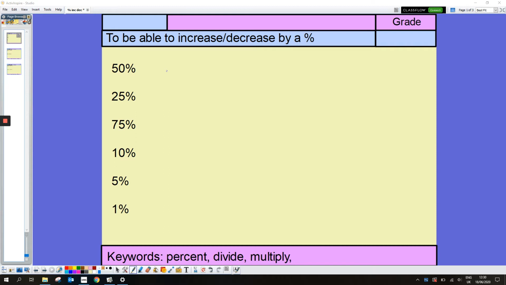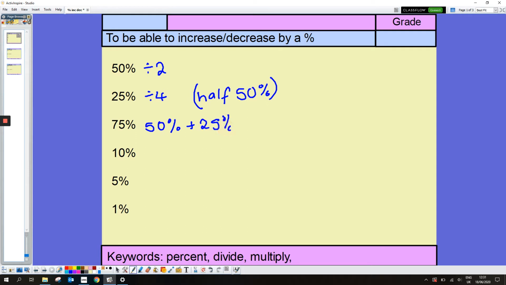Our first thing to remind ourselves of is how we are going to find those percentages. If we start at 50%, the easiest way of finding 50% of a number is to divide by 2. If I'm trying to find 25%, I can think of this in two different ways. I can either divide by 4 or halve whatever I found for 50%. Depends on the number. Dividing a number by 4 might be a little bit tricky, so we can halve it and halve it again. So 75% I would work out by finding 50% and then adding into that 25%. That will give me a total of 75.